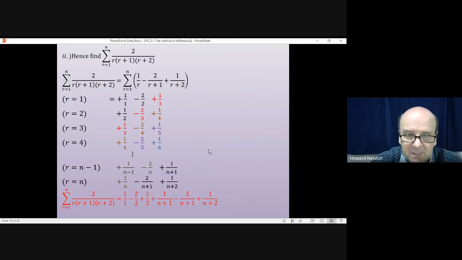That can be tidied up a little bit. I won't make one fraction for this question because of the next part, but you can tidy it up into a half minus 1 over n plus 1 plus 1 over n plus 2.